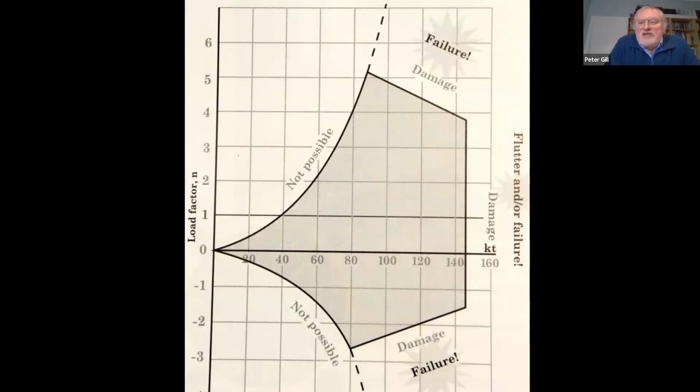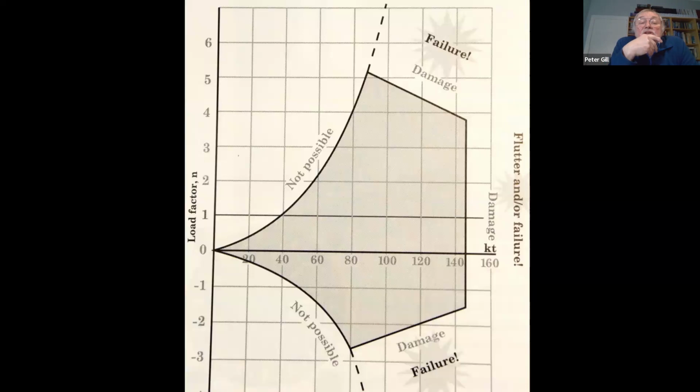You've not seen this chart before? Again, we don't carry it in the glider, but knowing what it is is quite important. I think this is probably for K21, looking at speeds. Essentially, it's the area in which you can load the glider without breaking it.